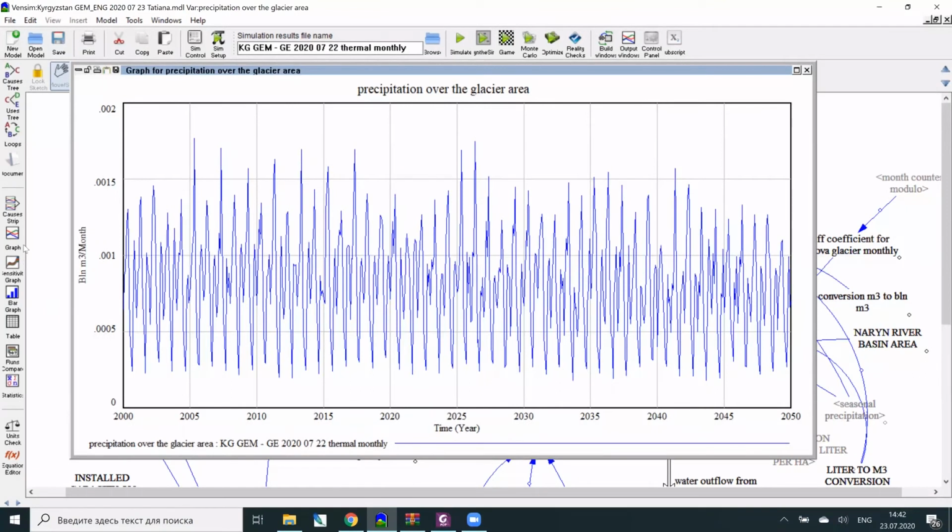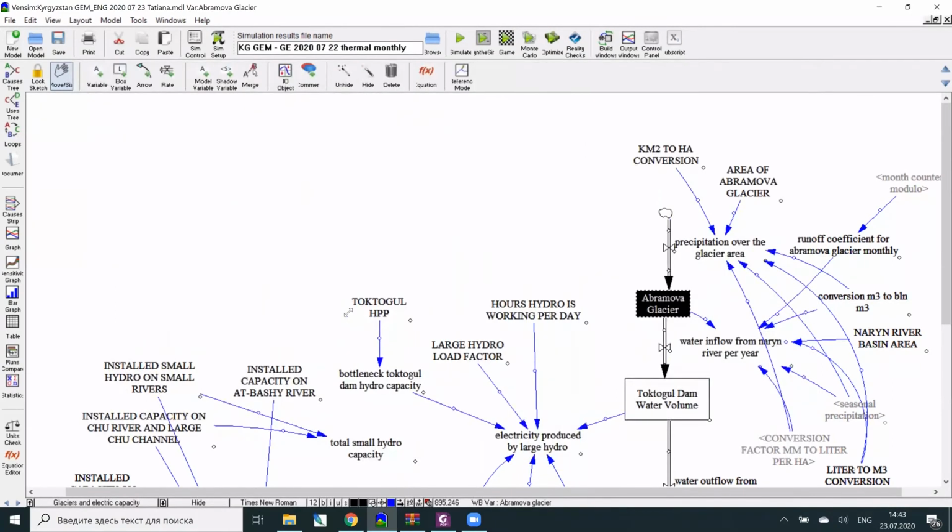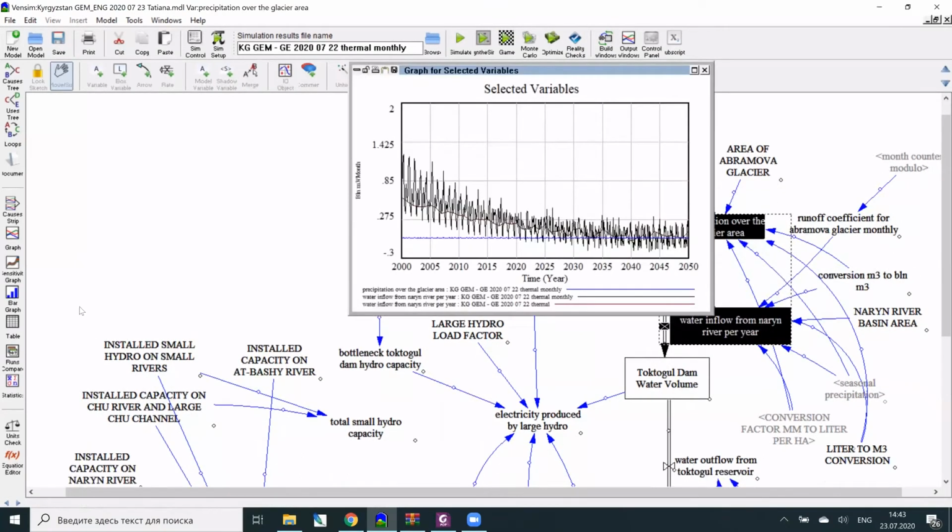Then the glacier, let's see. Oh, again, it's in the minus. Nothing changes here, which is weird. Well, this shows that the outflow is bigger than the inflow. So let's see what the outflow looks like and maybe put it together in the same graph with the inflow. Does it show? Yes. So what do we see? What is the difference between the two? Precipitation is pretty much constant compared to water outflow, which is inflow.